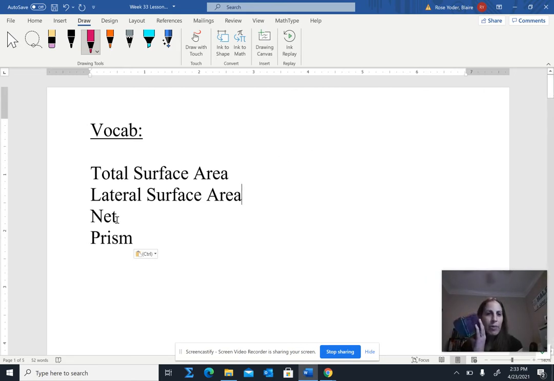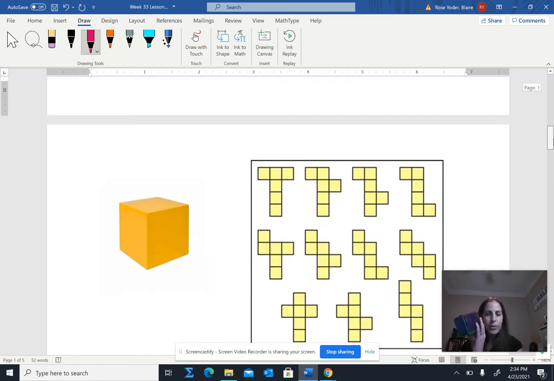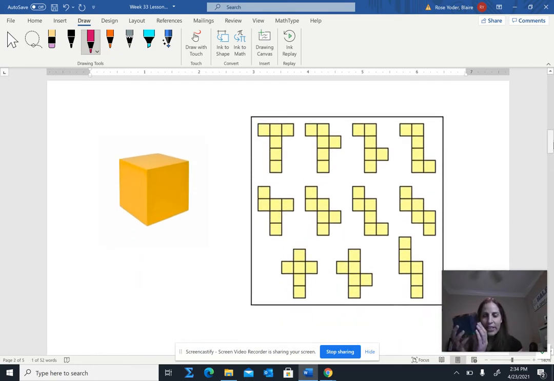Let's first look at one of these vocabulary words, which is a net. Let's look at a net of a cube real quick. If I took this cube and took it apart and unfolded it, there's actually 11 different ways that I could unfold it, and that is all of these nets that I showed here. So I just thought that was kind of interesting and wanted to show it to you again.